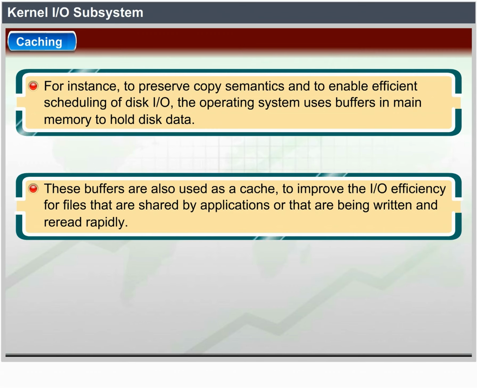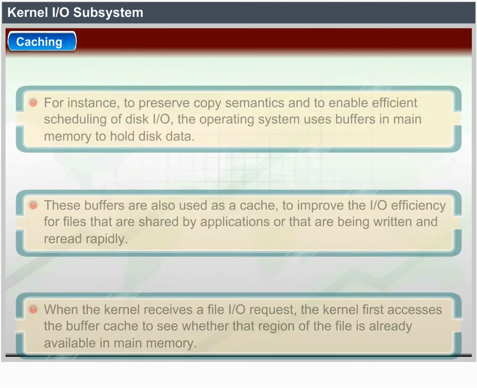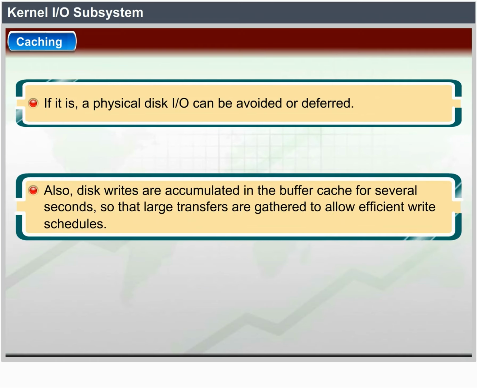When the kernel receives a file input-output request, the kernel first accesses the buffer cache to see whether that region of the file is already available in main memory. If it is, a physical disk input-output can be avoided or deferred. Also, disk writes are accumulated in the buffer cache for several seconds so that large transfers are gathered to allow efficient write schedules. This strategy of delaying writes to improve input-output efficiency.